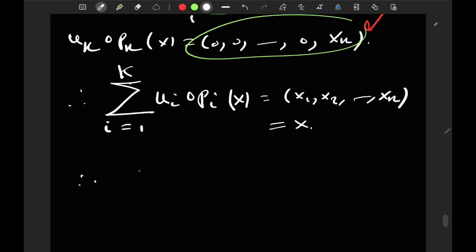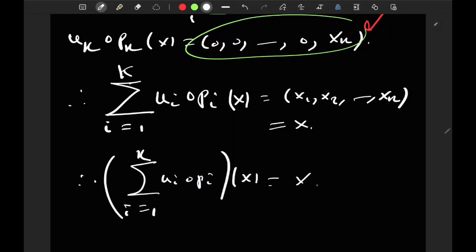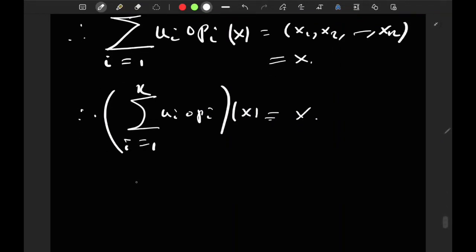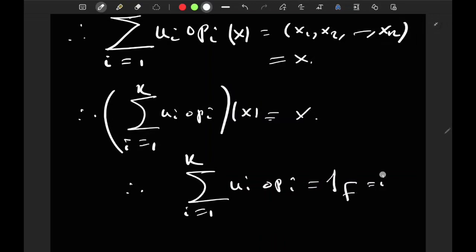So therefore, what I conclude is that the sum, i equal 1 to k, of u_i ∘ p_i of x is equal to x. Therefore, the mapping, the summation of u_i ∘ p_i, i equal 1 to k, is exactly the identity of F. Or if you want, just write 1.